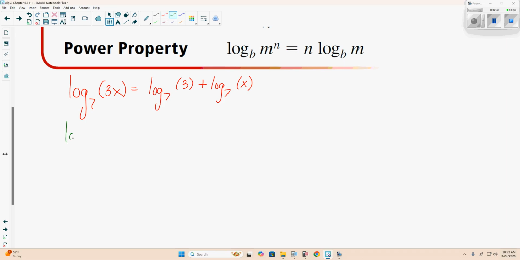Our division, our quotient property, log base 6 of, we could say 4/7, 4 divided by 7. With our quotient property, we can expand it, which says that we can take log base 6 of 4, the top, and subtract from it log base 6 of the denominator, 7. Top minus bottom.